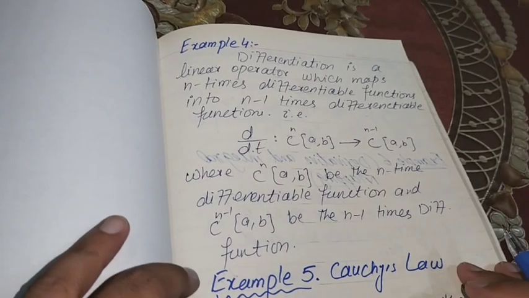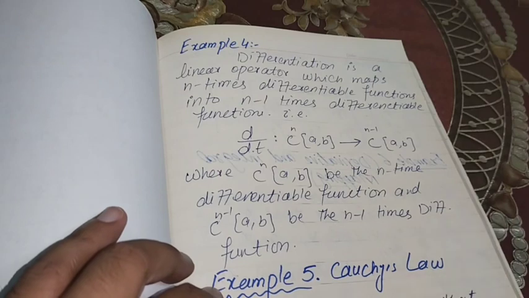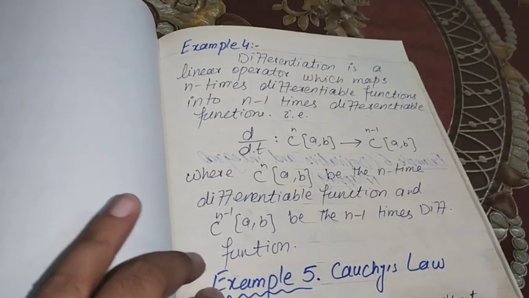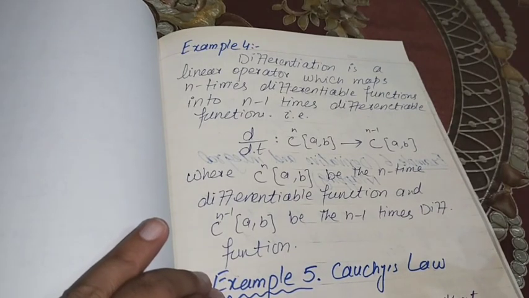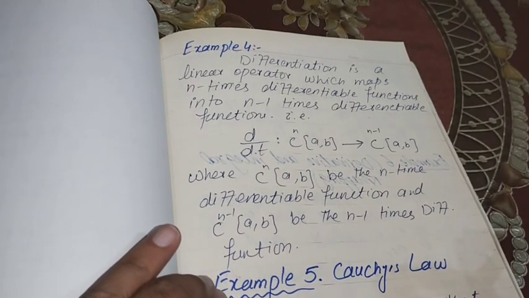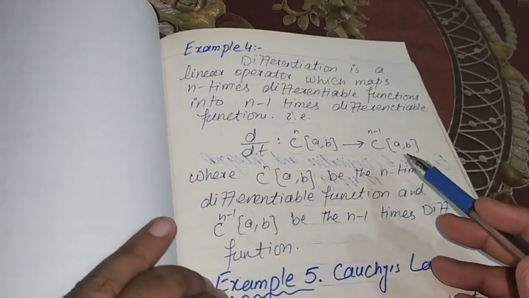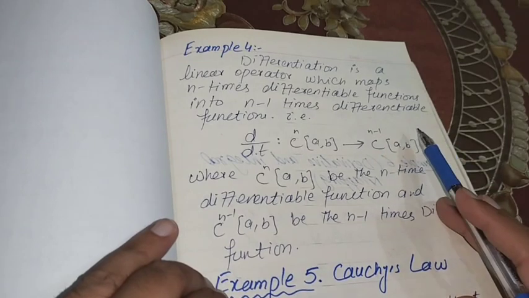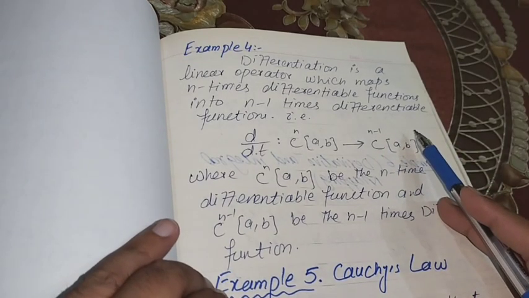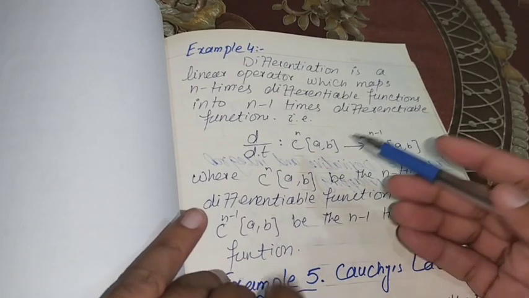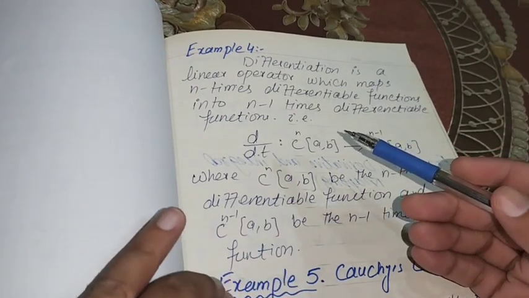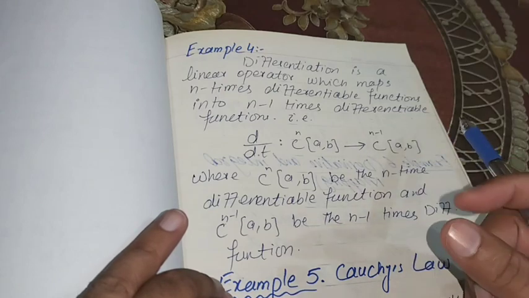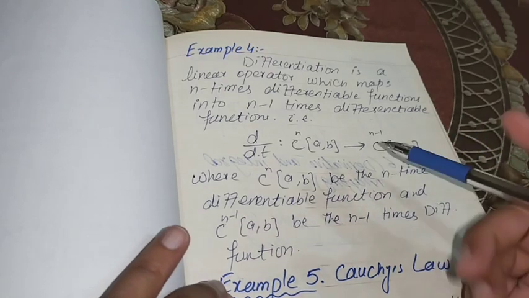Now we will move towards example number 4, where we define the linear operator. We define the differentiation as a linear operator, which maps n times differentiable functions into n minus 1 times differentiable functions. You know that when we take the derivative of any function, it decreases the power of that function.